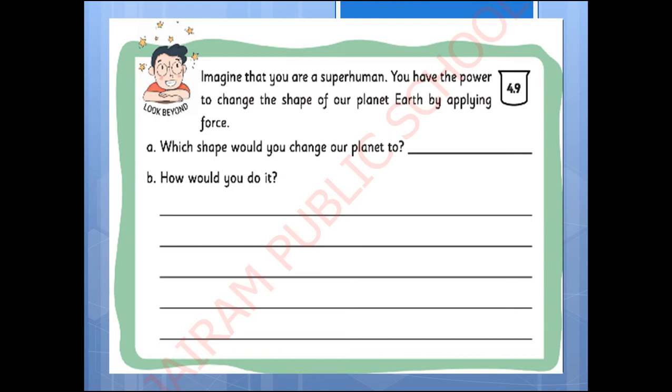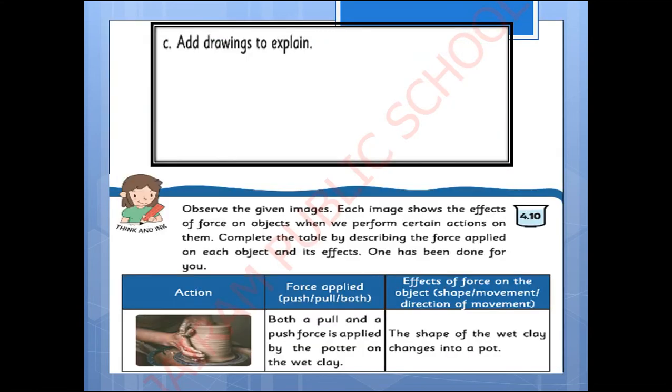So the questions given here are, which shape would you change our planet to? And how would you do it? Here, for these questions you need to write the answer by yourself. You can present what shape you are going to change our planet Earth to and how you will do it. After completing this activity, you can draw the picture of the shape you have changed in the space given here, and you can explain how you have changed it.